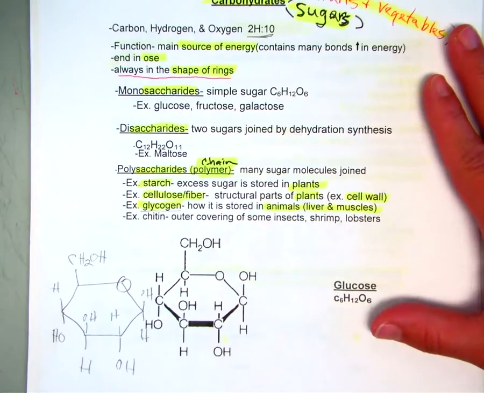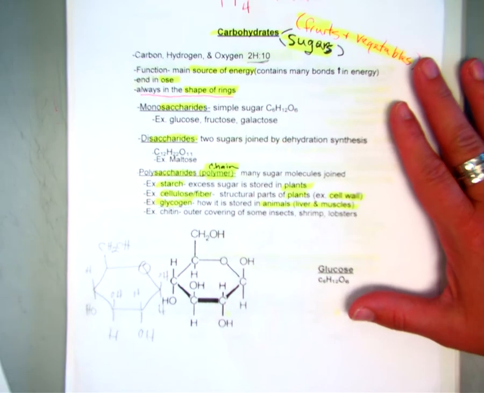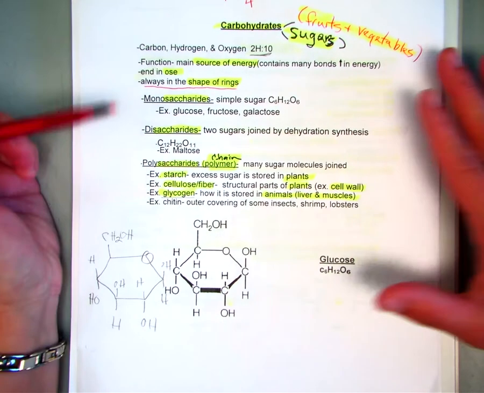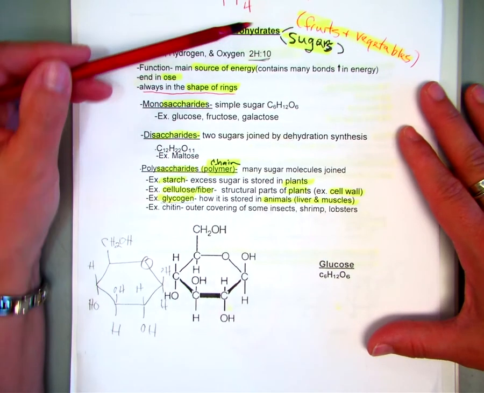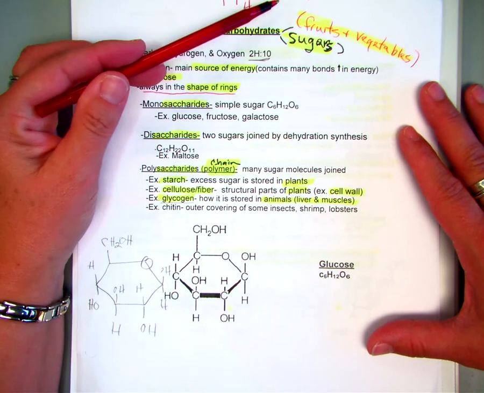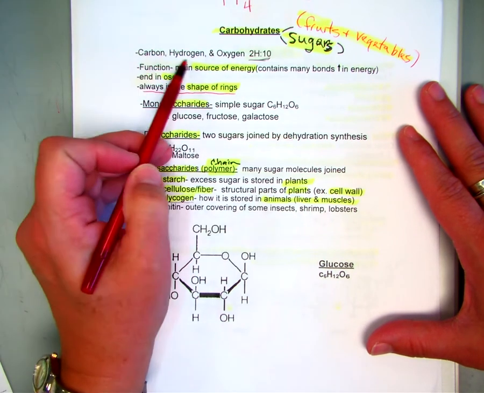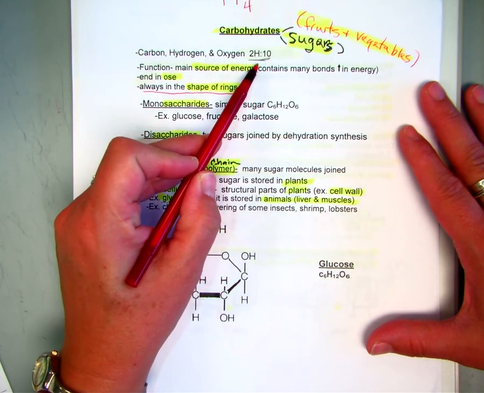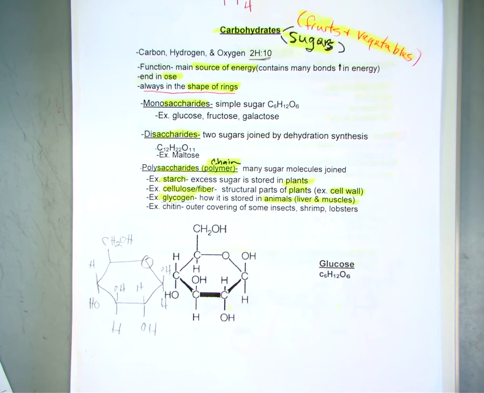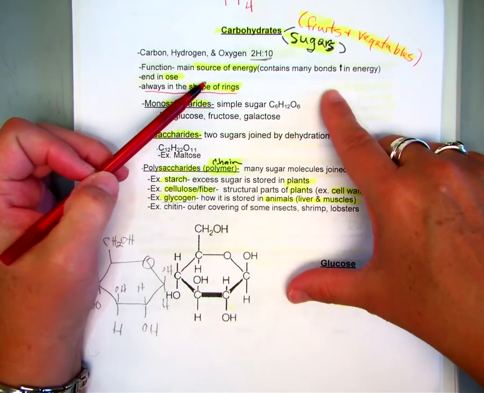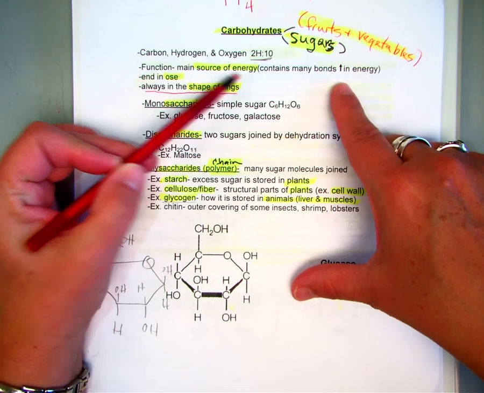All right, here's our carbs page. How do you feel about carbs? If you don't feel comfortable with this, this is the page you want to spend some more time on. Carbs, sugars are another name, right? They are fruits and vegetables. They have carbon, hydrogen, and oxygen in a 2-to-1 ratio. They are our main source of energy. Carbs are used to make ATP. That's what the body runs on.